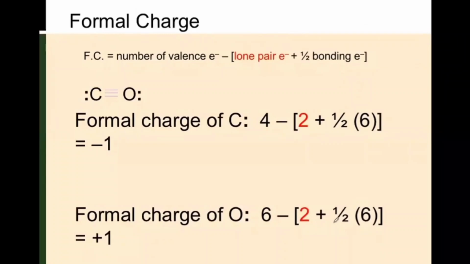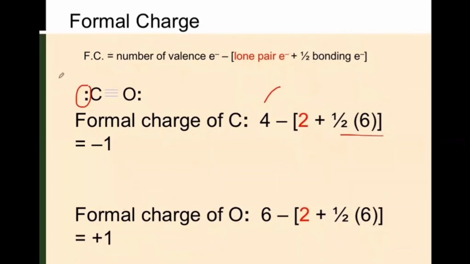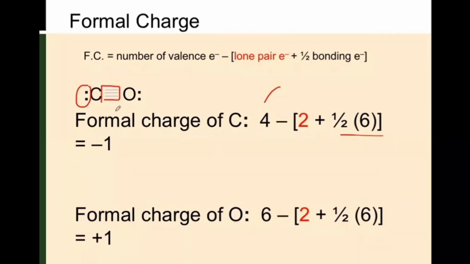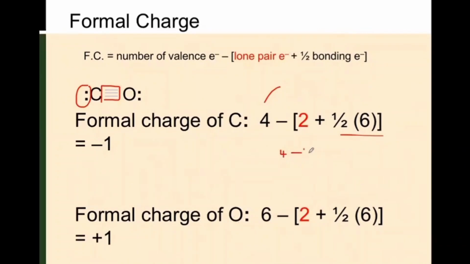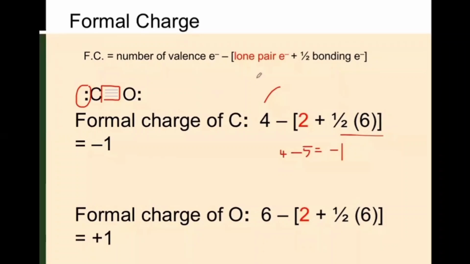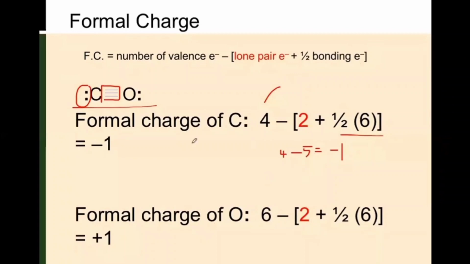Here we can see that different structures can have different formal charges. Carbon, again group 4A, has 4 valence electrons to start with, minus 2 for the lone pair here, plus a half times 6, from the 3 bonding pairs here. That's 6 electrons, so a half times 6 is 3. So it's 4 minus 5, equals minus 1. So in carbon monoxide, which is this here, we have a formal charge of minus 1 on carbon.